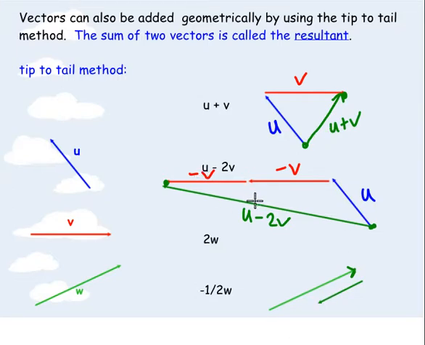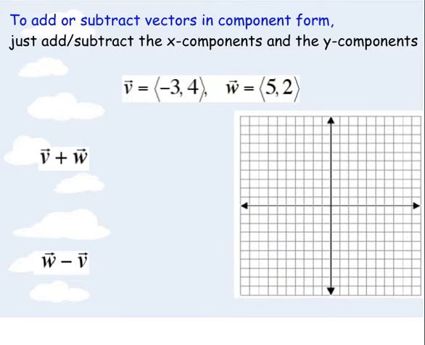Okay, so what you just really need to realize is when you add 2 vectors, you put one vector down and then start the second vector where the first vector ended. Okay? So let's look on a graph, for example. So I'm going to graph vector v. From the origin, we're going to go to the left 3, and then we're going to go up 4. Okay, so that's vector v.